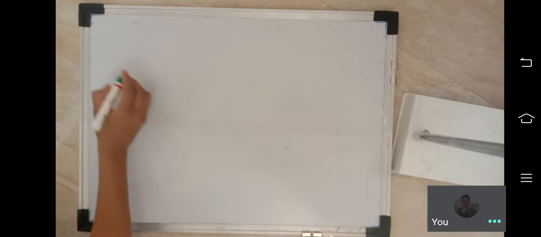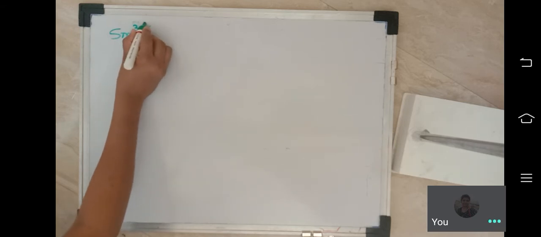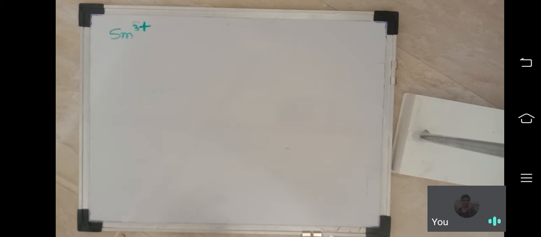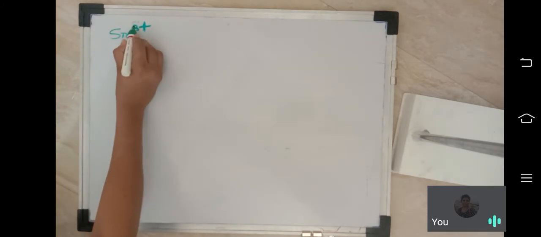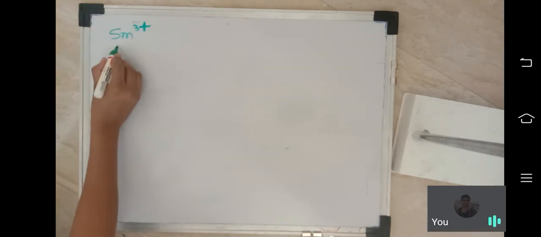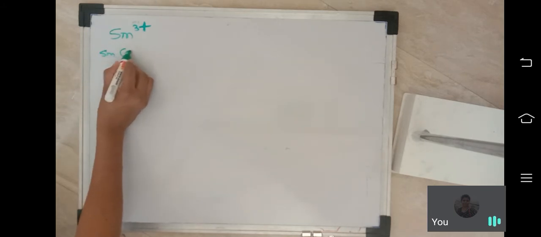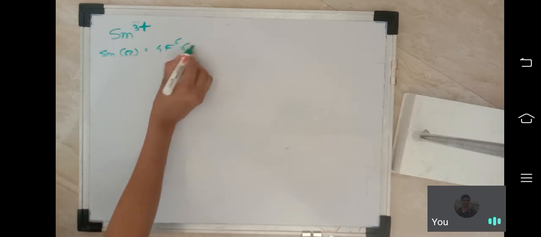Then we see the samarium 3 plus. For that coordination chemistry, first you need to know the atomic number of the element and its electronic configuration, then you can solve this question. Okay, the atomic number of samarium is 62. So the configuration is 4f6 6s2.